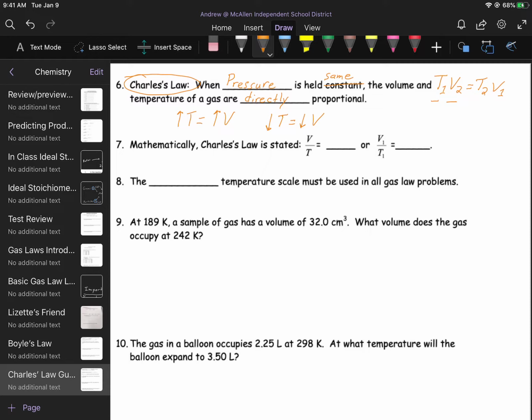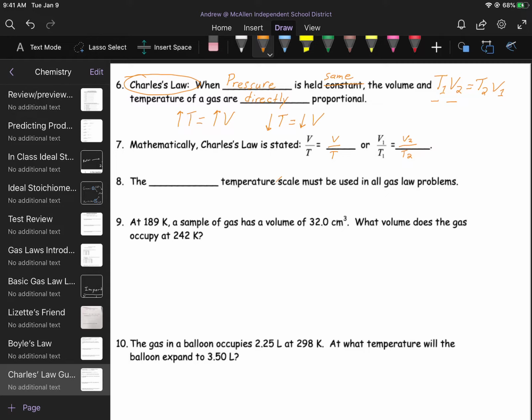Now, mathematically, Charles' law is stated V over T equals V over T, or V1 over T1 equals V2 over T2. That's easy. Number 8. The blank temperature scale must be used in all gas law problems.